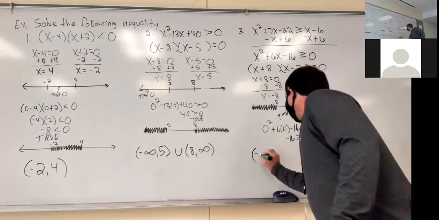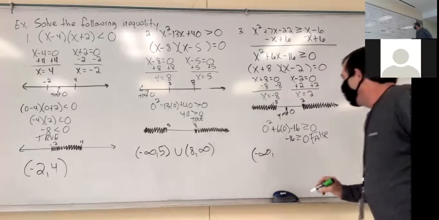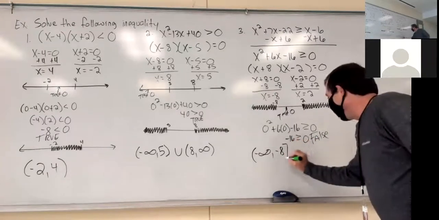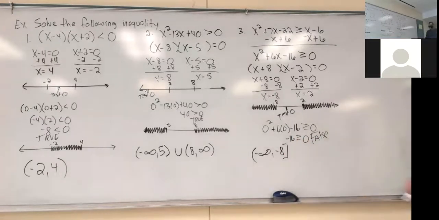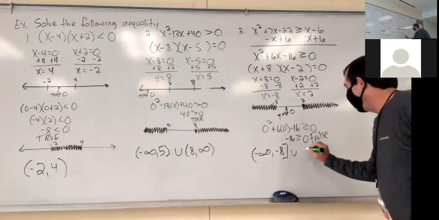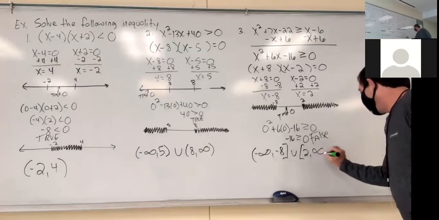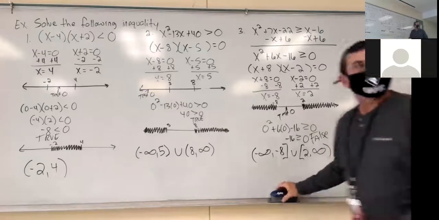Negative infinity to negative 8 bracket. That's what I was looking for. That's the first one I had brackets on, right? And then union, and bracket to infinity, close bracket. There you go. Okay.